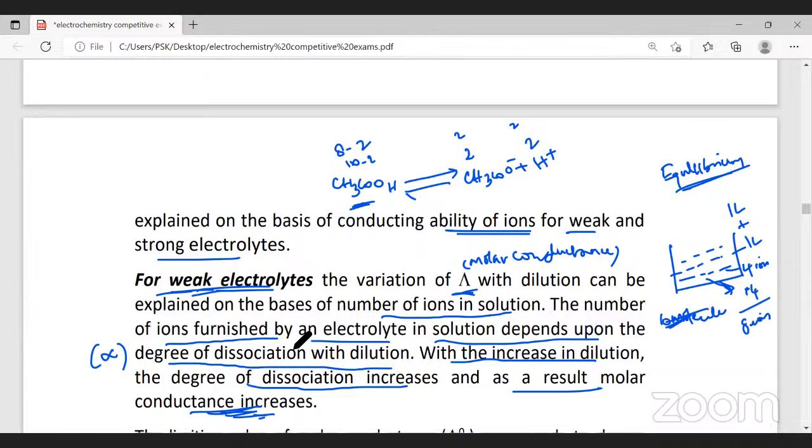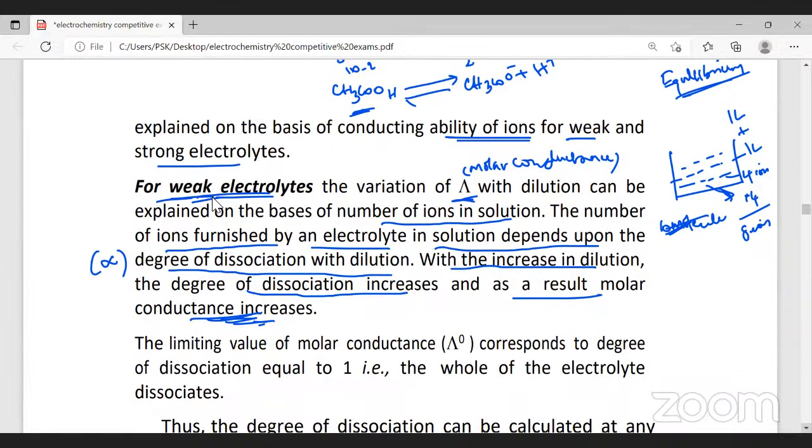This is for what electrolyte we spoke about? Weak electrolyte. Now, the limiting value of molar conductance is called lambda naught. It corresponds to degree of dissociation equal to 1, that is, the whole of the electrolyte dissociates.